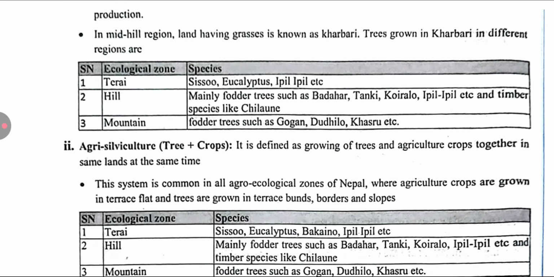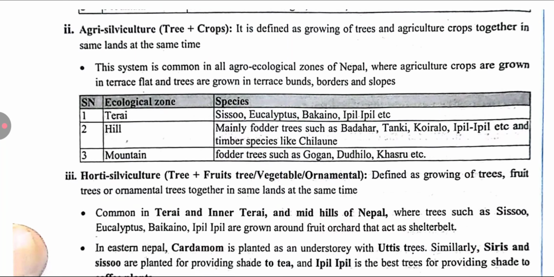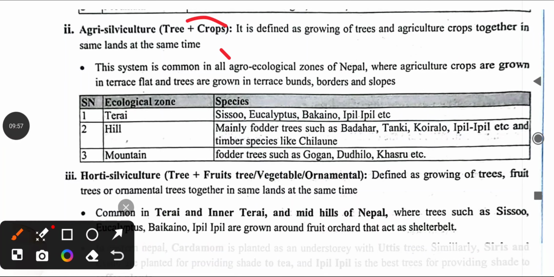Okay, and another is agrisilvicultural system, tree and crop. Tree and crop is defined as growing of tree and agriculture crops together in same land at the same time.